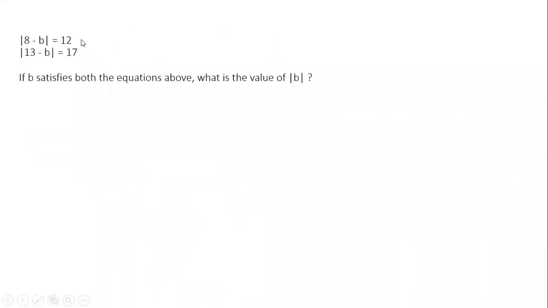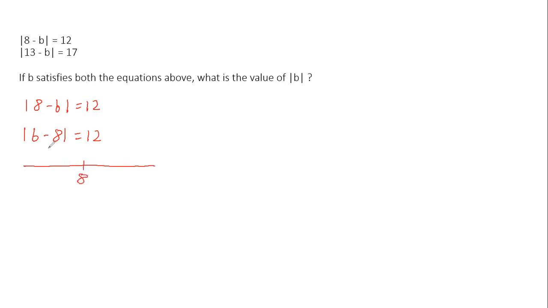Now in the first question, it says mod 8 minus b is equal to 12 and mod 13 minus b is equal to 17. So let's decode the first mod, which is mod 8 minus b is equal to 12. Now see, there's a negative sign in between. So whether I say 8 minus b or b minus 8, that does not make any difference, it's still the same thing. So let's figure out this mod. This simply means the distance of b from 8 is 12.